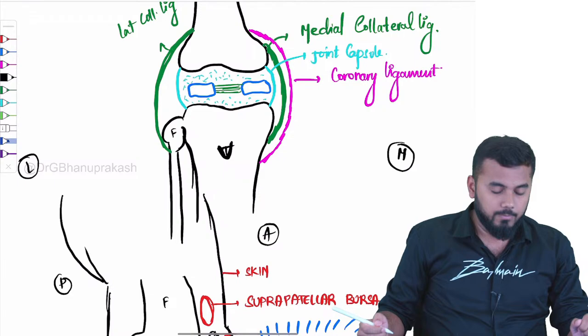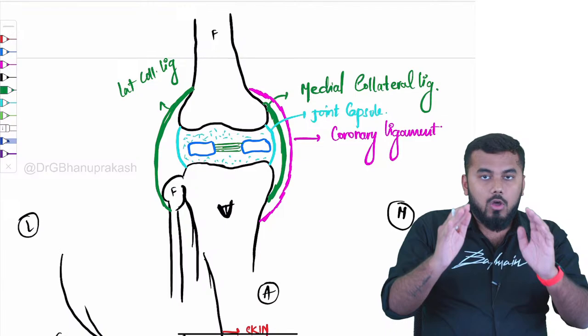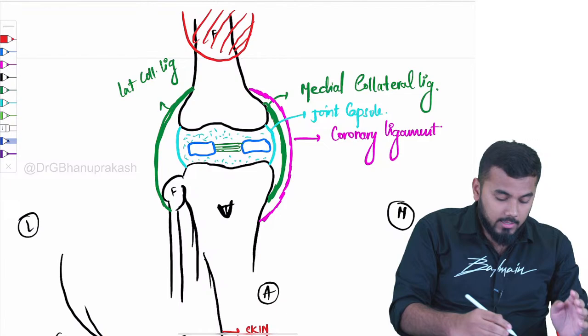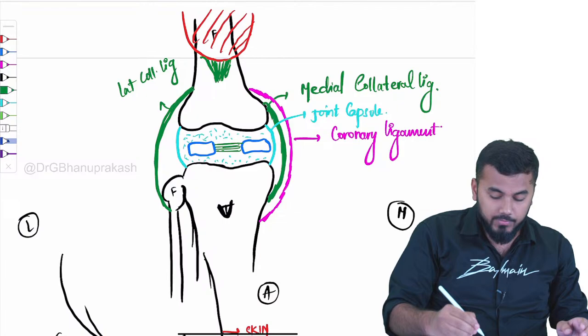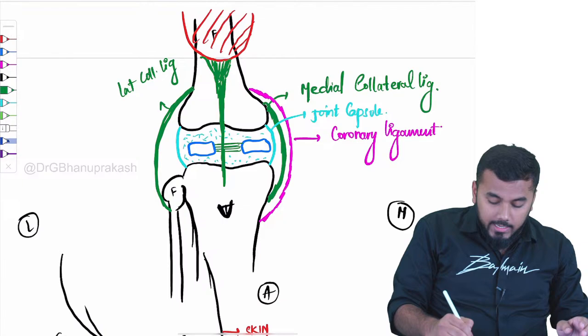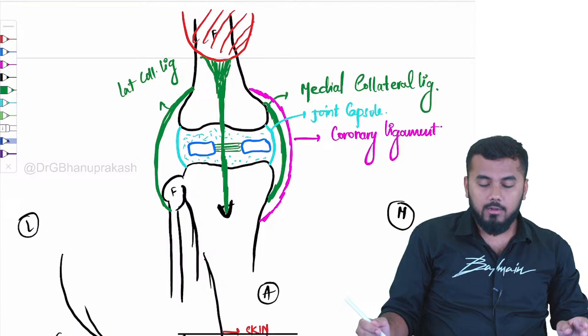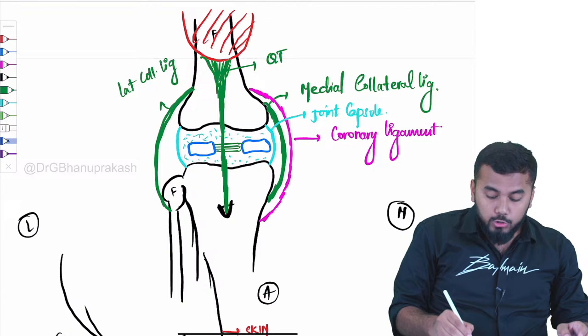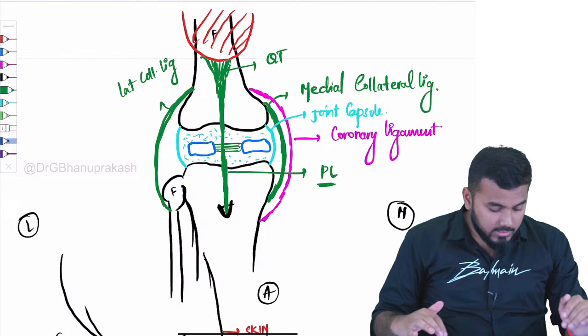I also told you previously, when I was discussing thigh muscles, that your quadriceps muscles have a small tendon. This is called the quadriceps tendon. It passes over the patella and finally attaches to your tibial tuberosity. Once it passes over the patella, you should call it the patellar ligament, and the patellar ligament attaches to the tibial tuberosity.